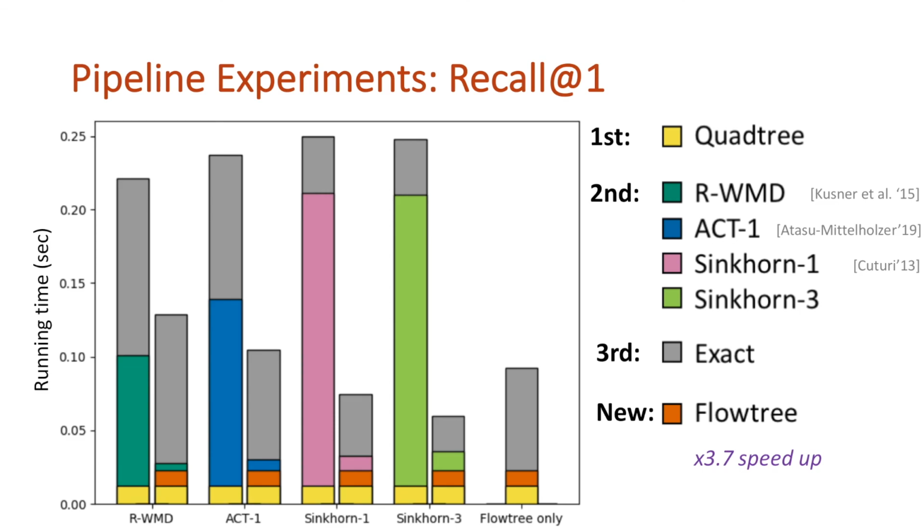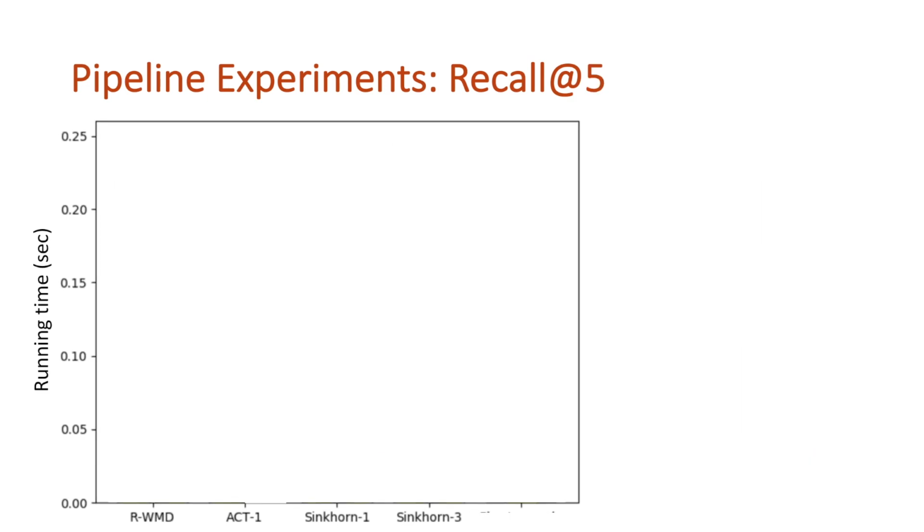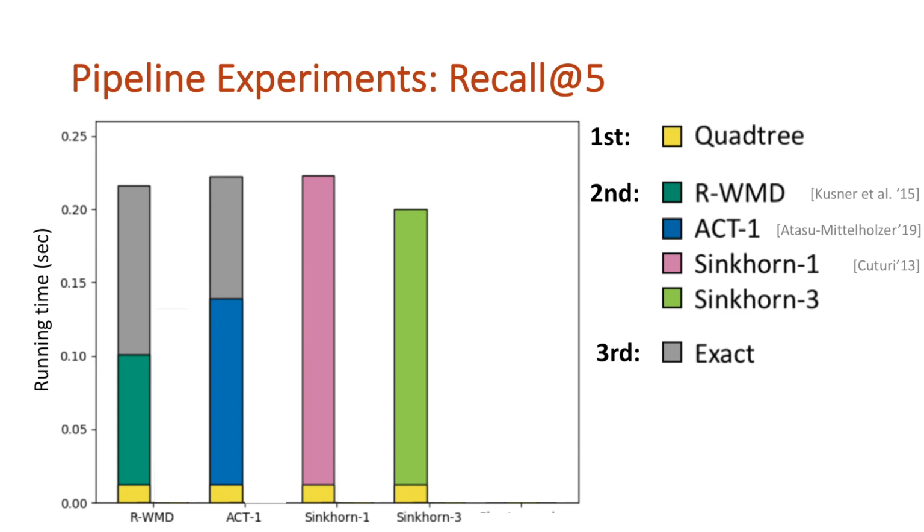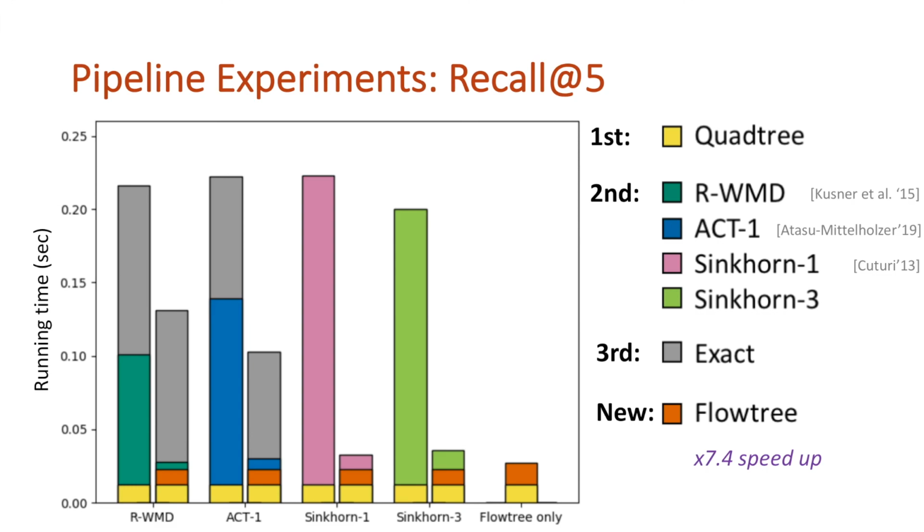The final experiment is for weakolet 5, so this means that we only require the pipeline to rank the true nearest neighbor in the top 5 for 90% of the queries. We look at the same baseline pipelines. This time, because the recall goal is easier, Sinkhorn is actually accurate enough that it doesn't need any exact computations following it in the pipeline. And this allows us even greater gains when we introduce Flowtree into the pipelines, this time by a factor of about 7.4. So this is it.